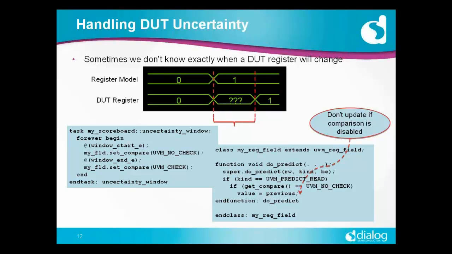Sometime later, we know the DUT is going to set it, but during this uncertainty period, we want to actually suppress any checking or updating. So here's the boilerplate code, and here's the code of how we might do it.